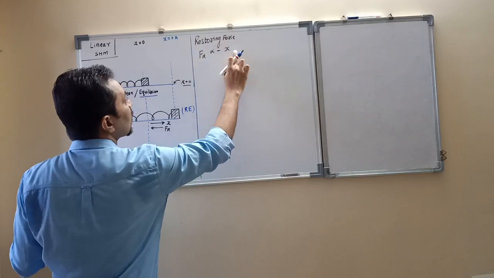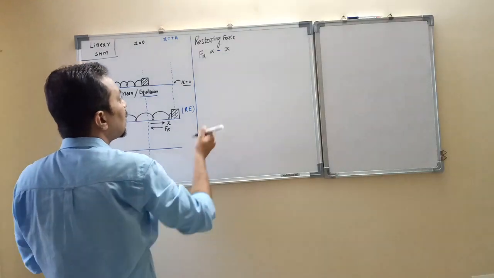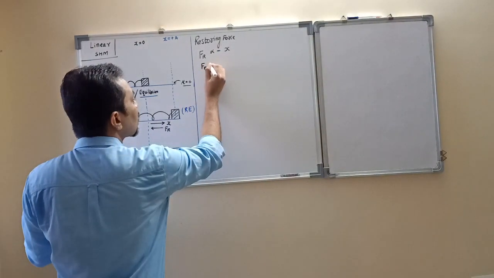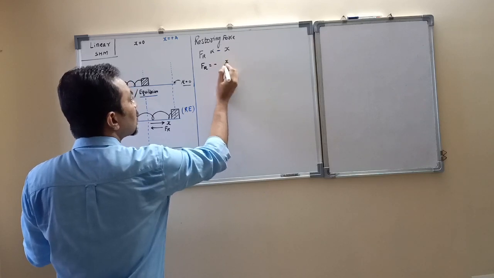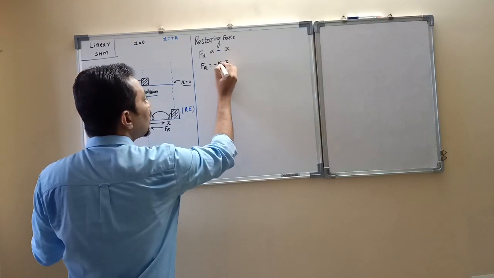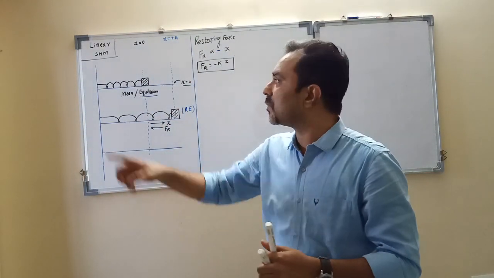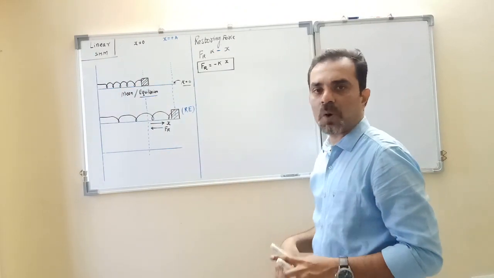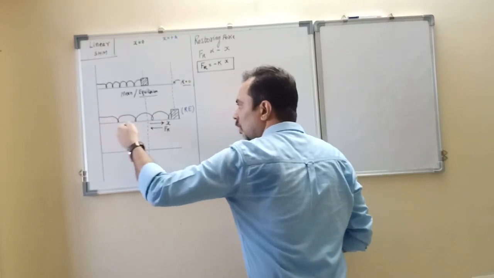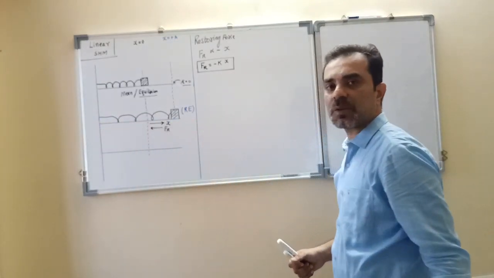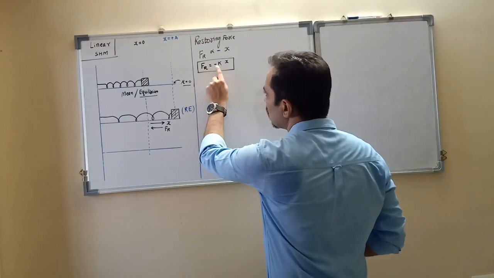Tell me, when I say Fr is proportional to minus x, does that mean Fr is equal to minus x? A constant we have to introduce. That constant we call it as what? K. This is the characteristic equation of simple harmonic motion. Or let me write linear simple harmonic motion, because along the straight line this body is moving. That's why it is called linear SHM. So I repeat, restoring force is equal to minus kx.